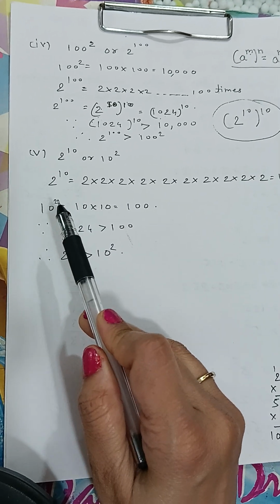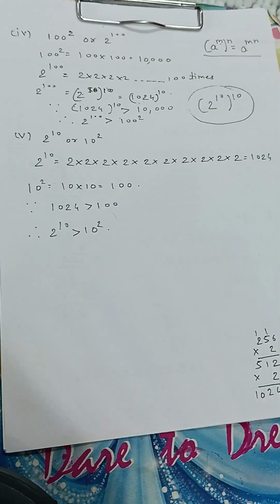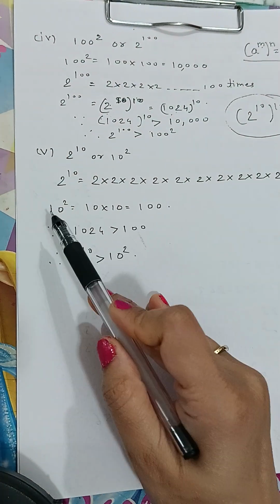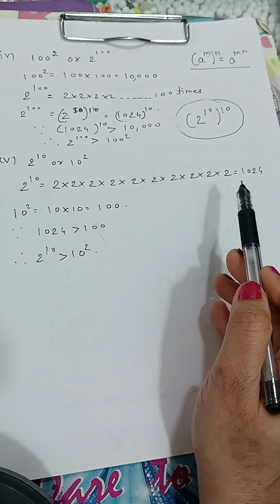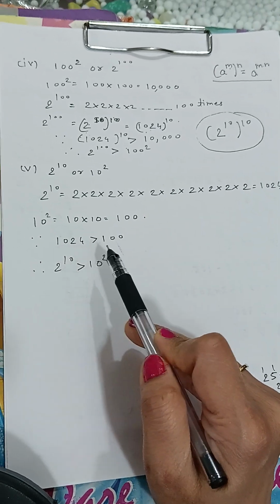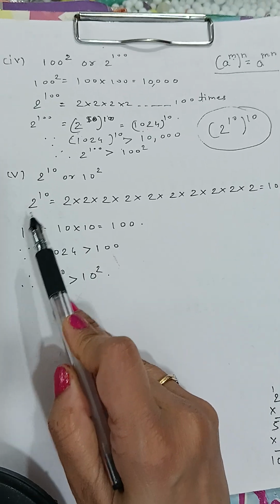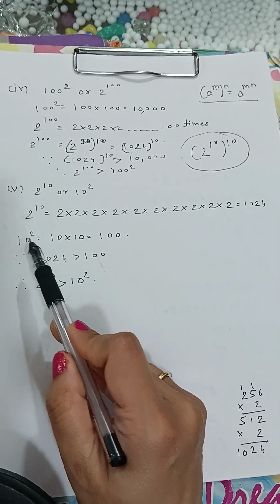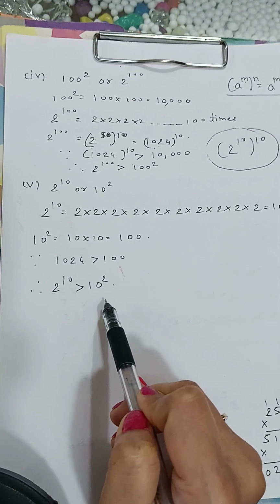And for 10 to the power 2, you multiply 10 two times. What you have to understand is, if the power is 2, you have to multiply that number 2 times. If the power is 3, you have to multiply that number 3 times. Here the power is 2, we have multiplied this base number 2 times, which comes to 100. You can see this 1024 is greater than 100. So definitely this will be greater than this. Therefore, I have written 2 to the power 10 is greater than 10 to the power 2. So this is what you have to do in this question.